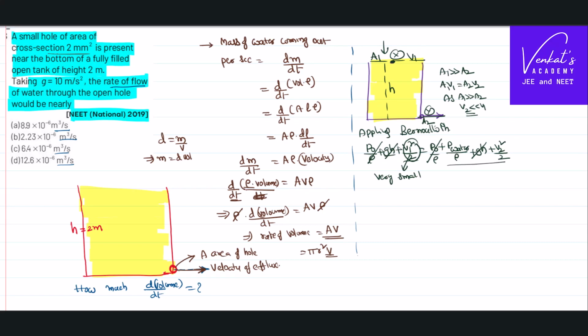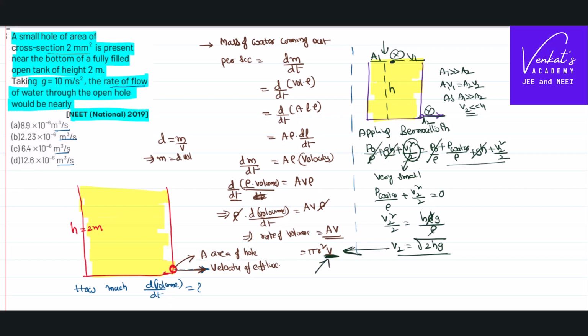So, what is remaining is P of the water by rho plus V2 square by 2 equal to 0. So, V2 square by 2 equals the pressure of the water, which is H rho g by rho, and rho and rho will cancel. So, V2 equals root 2 gH. It's like a freely falling body's velocity. Now, that is the velocity V2 we have already calculated. This is what we have calculated.